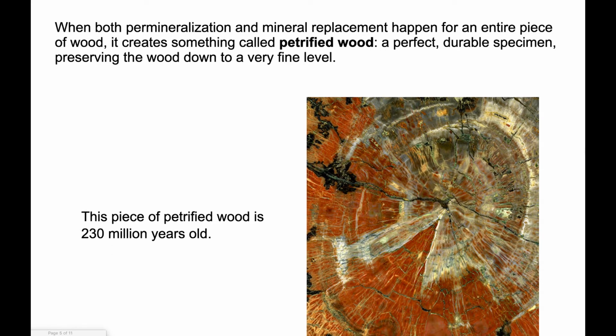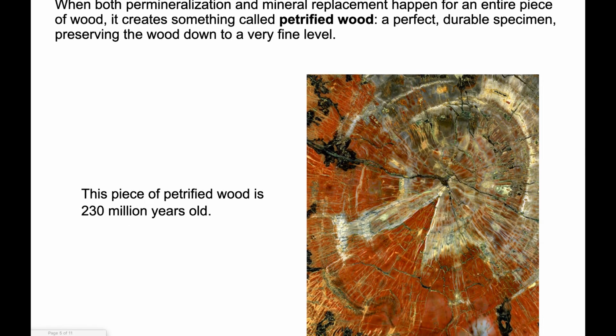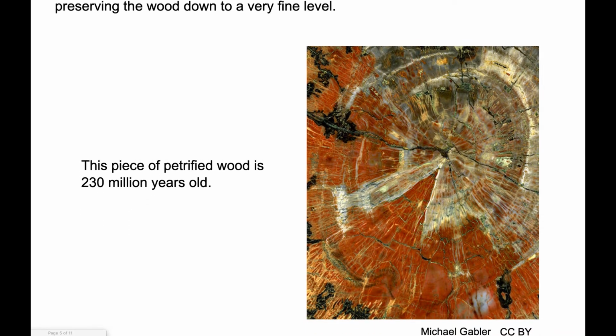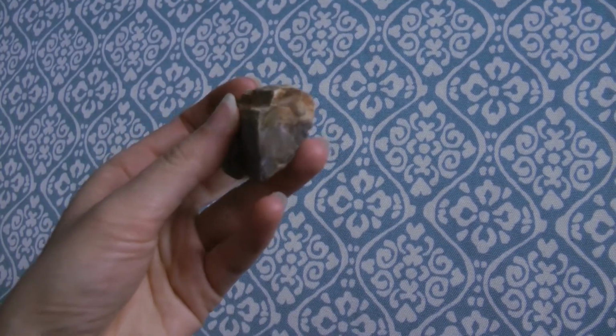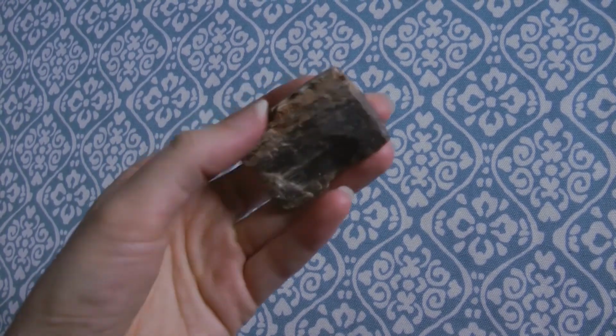It's a perfect, durable specimen, and it helps to preserve the wood down to very, very fine detail. Here's an example of a piece of petrified wood that's actually 230 million years old, and you can see the fine detail. Sometimes you can even see tree rings in these specimens. So what happened was minerals replaced the cell walls of this wood, and then a different mineral came in and replaced all the cavities that represented the inside of those original cells, creating a really nice specimen that we can still see in lots of detail today. And here's actually an example that I have of a piece of petrified wood.